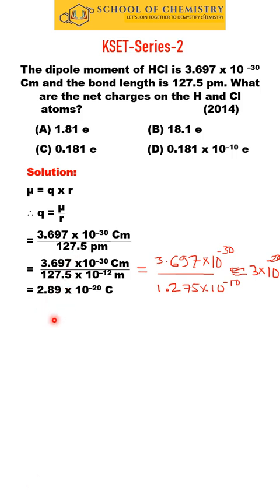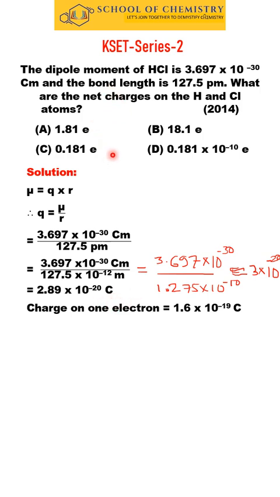If you go with exact calculation, it is 2.89 into 10 raised to minus 20 coulomb, but that is not necessary. You can just work it out to be 3 into 10 raised to minus 20. Now further, if you look at these units, you can find out that here meter and meter cancel. So whatever value you are getting, of course it is the charge on a hydrogen atom or the charge on a chlorine atom, but it is in coulombs.